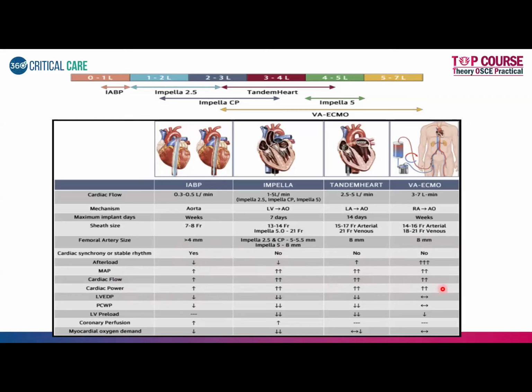Okay. And the left ventricular end diastolic pressure is decreased in Impella and tandem heart. Unfortunately, VA ECMO does not offload the left ventricle. And left ventricle preload, however, is decreased by the VA ECMO, but not so much. It is more by the Impella and the tandem heart. Coronary perfusion is highest with Impella and in the case of IABP. Myocardial oxygen demand is decreased most in case of an Impella.